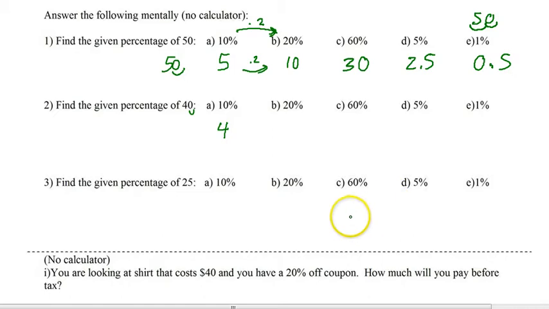Alright, let's do one more together. You have 40, we already know that's 4. So if you know 10%, you double it, you get 20%. You take the 4 and you multiply it by 6, you get 60. You could also go 20 times 3. 8 times 3 is 24. See, it all works. And then what's half of 4? It's 2. And if you move the decimal over twice, you get 0.4. And that's it.